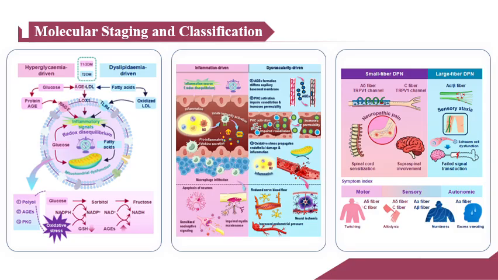Through this 3-stage and 6-subtype framework, the review provides a clearer mechanistic explanation for DPN heterogeneity and offers a conceptual basis for risk stratification, stage recognition, and mechanism-guided intervention.